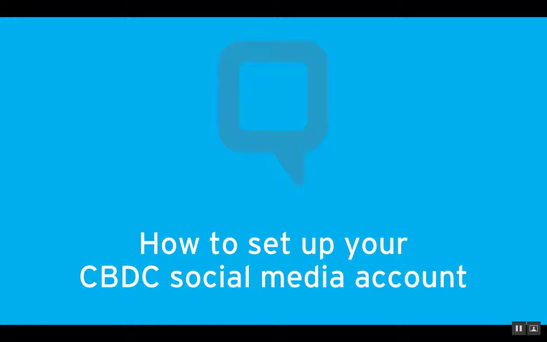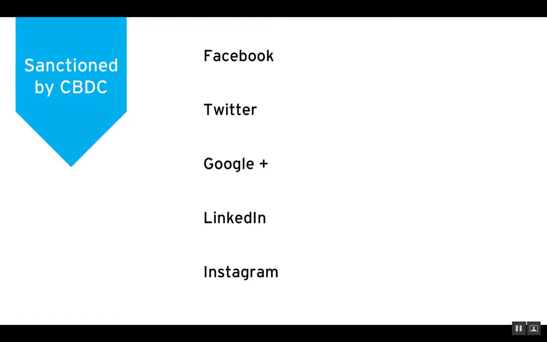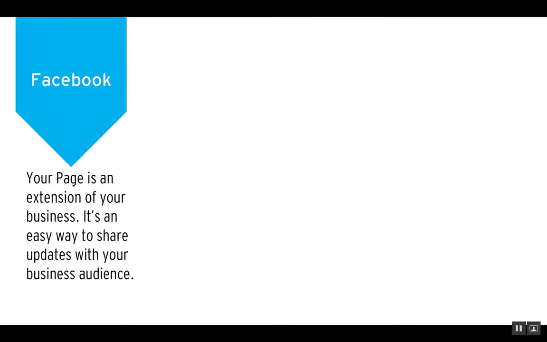So here we go. We're going to set you up, and this is very quick. If you have any questions, you can contact me later and I can help you get set up and on your way. There are 5 social media platforms that are sanctioned by CBDC. The first one is Facebook, Twitter, Google+, LinkedIn, and Instagram.